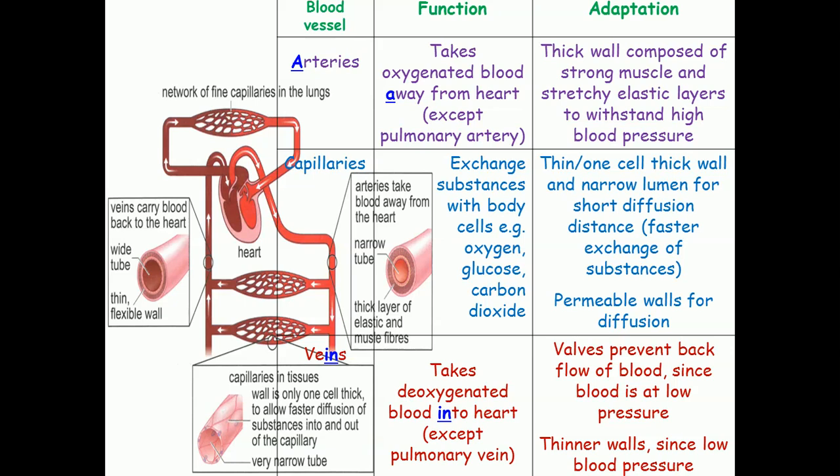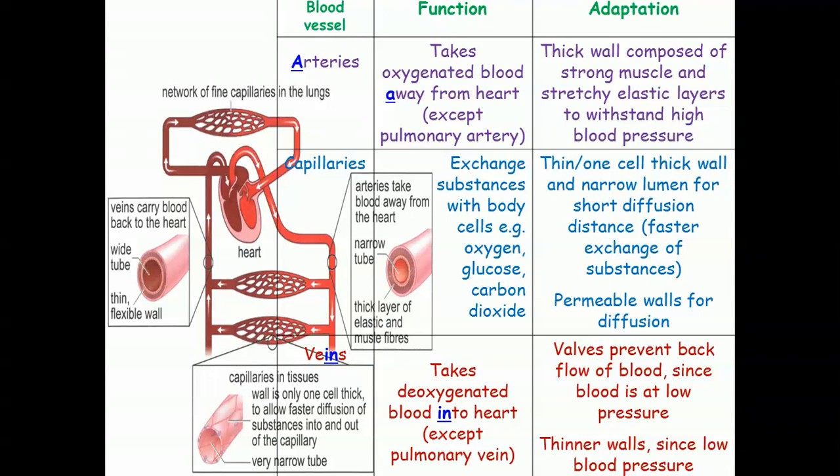And so here are the adaptations of these 3 different types of blood vessels. So you can use the diagram on the left hand side to have a look at what the blood vessels look like. And you can see in the artery, as we said earlier, it takes oxygenated blood away from the heart, unless it's the pulmonary artery, which we'll talk about later on. And if you look at the artery blood vessel, which is in the middle of this slide, you could see that it's got a thick wall. And that thick wall is composed of strong muscle and stretchy elastic layers. And the strong muscle and stretchy elastic layers help the blood vessels withstand high blood pressure.